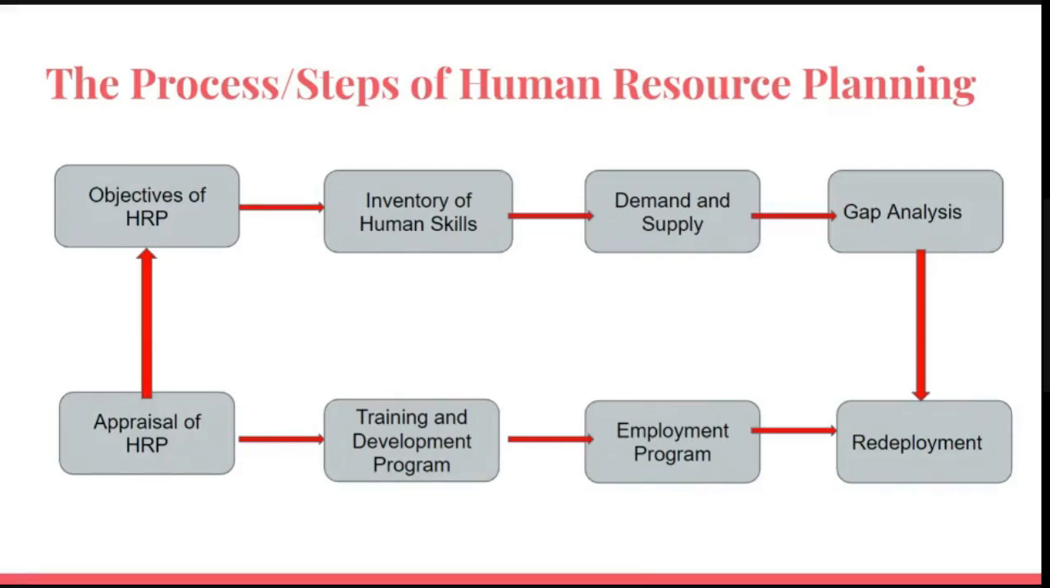First one is determination of objectives of human resource planning. Second one, preparation of current human resource inventory. Third one, demand forecasting. Fourth, supply forecasting. And fifth, gap analysis and estimating the net manpower requirements. Action plan for redevelopment and redundancy. And next one, employment plan. And eighth one, training and development program.